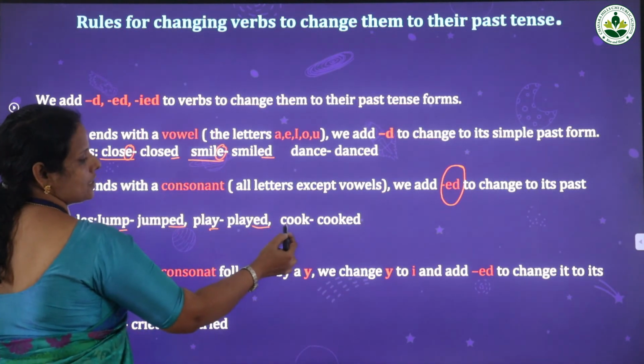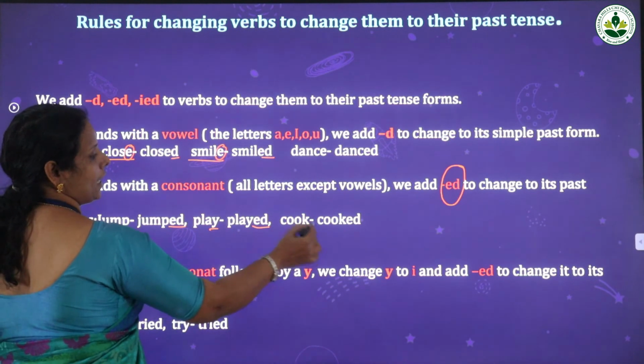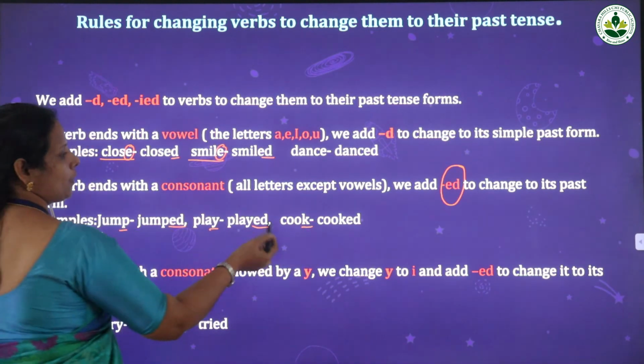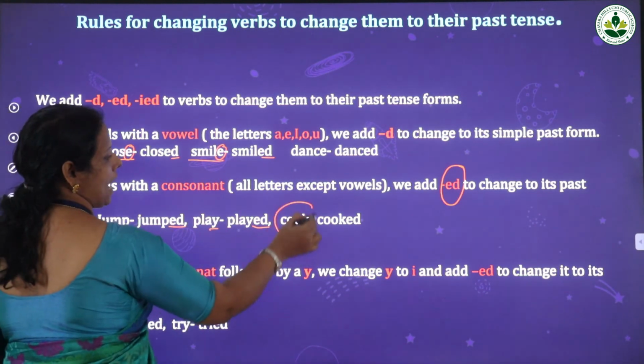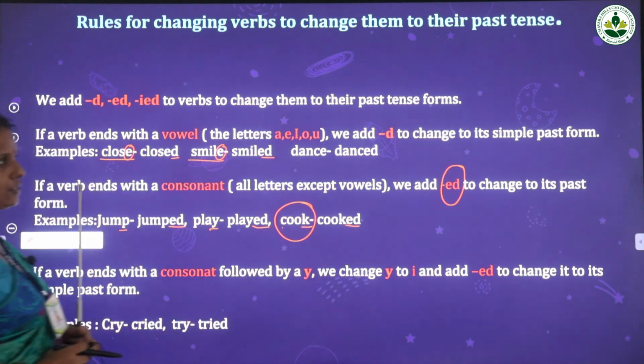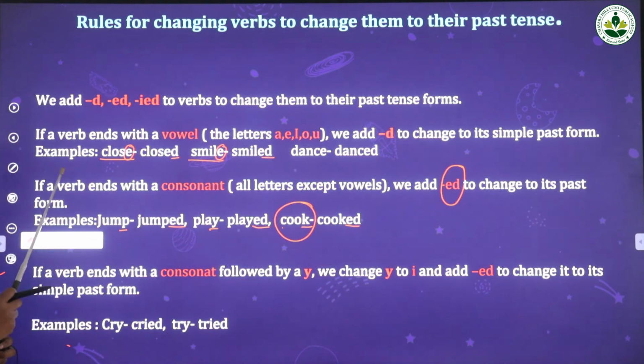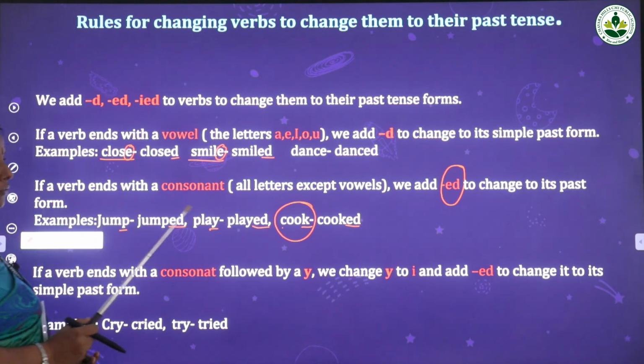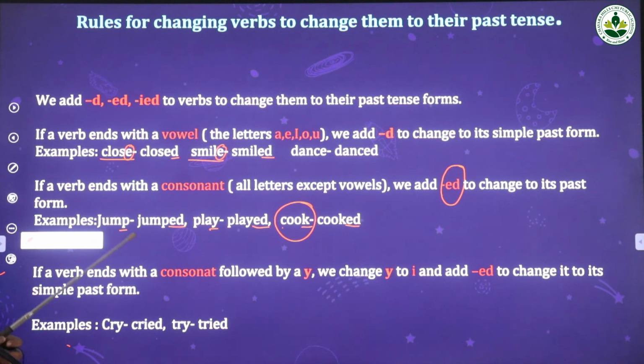Then third example, cook. Spelling is C-double-O-K. K is a consonant. To form the past form of this verb, add ed at the end. So remember, if a verb ends with a vowel, add d at the end of the verb, and if a verb ends with a consonant, that means the letters other than vowels, add ed at the end.